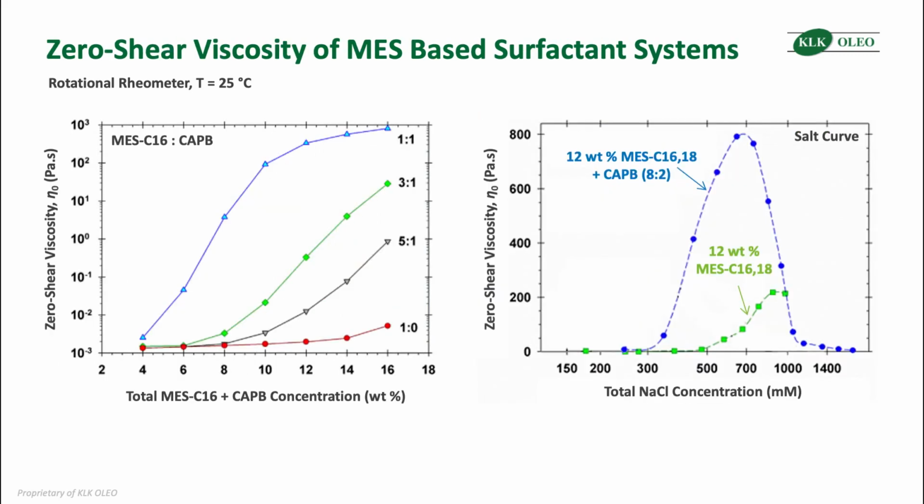This initial viscosity of the plateau is called the zero shear viscosity, and we investigated how this viscosity can be varied. In the graph on the left, the zero shear viscosity obtained was plotted against the total surfactant concentration. Using MES C16 alone, the zero shear viscosity increased slightly with increasing MES concentration. The viscosity can be increased more rapidly by increasing the weight ratio of Cat B.